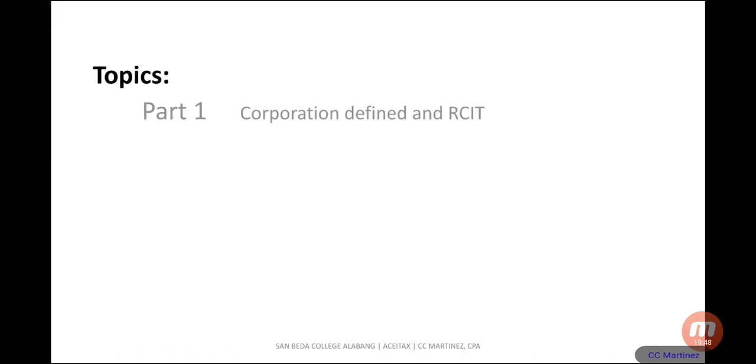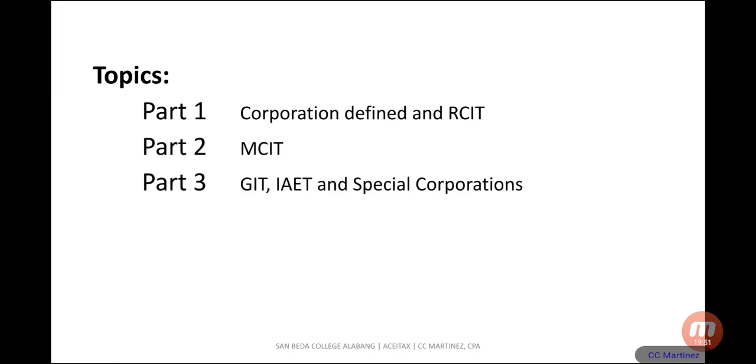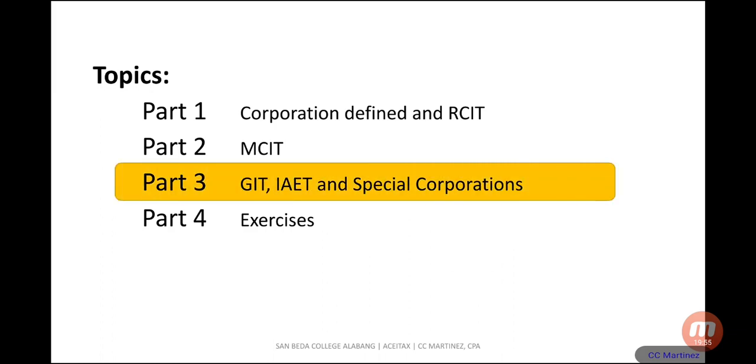Okay. So, let's now go with the third part in which pinagsama ko na yung gross income tax, IAET o yung improperly accumulated earnings tax and special corporation. So, eto medyo mabilis na lang since hindi ako masyado mag-focus dito sa part na to.